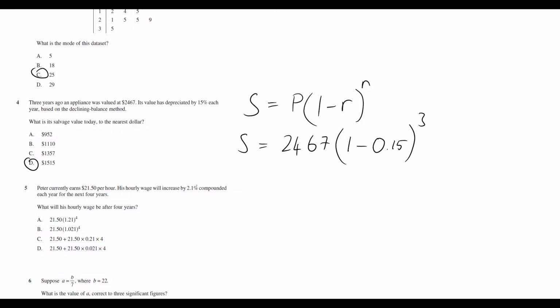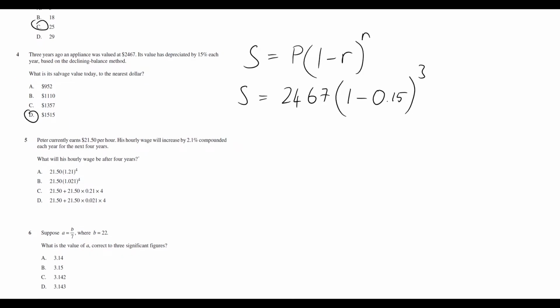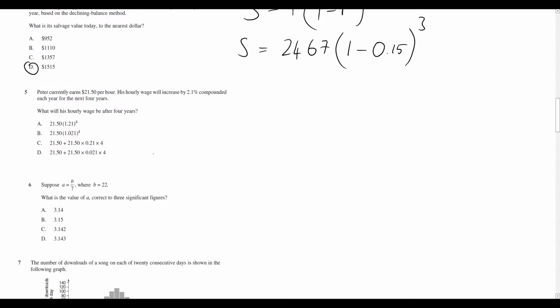$1,515. Okay, question 5. Peter currently earns $21.50 per hour. His hourly wage will increase by 2.1% compounded each year for the next 4 years. What will his hourly wage be after 4 years?